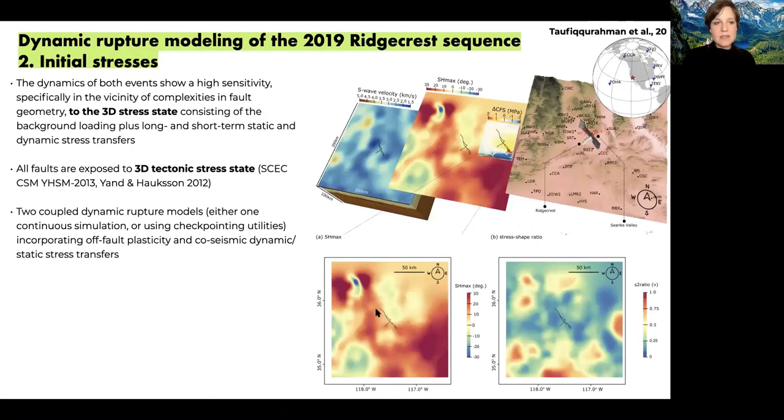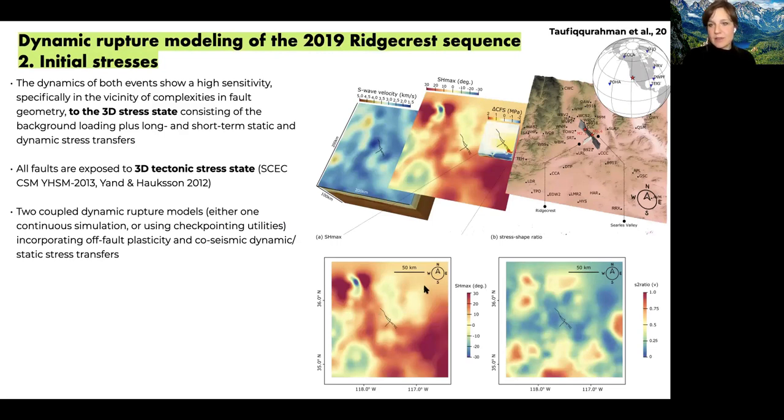Initial stresses are important in this modeling since both events show high sensitivity, specifically in the vicinity of geometric complexities, to the 3D stress state, which is in our case consisting of a background loading plus long- and short-term static and dynamic stress transfers. All faults are exposed to a 3D tectonic stress state, which is in our case the SCEC stress community model based on Yang and Hauksson 2013.